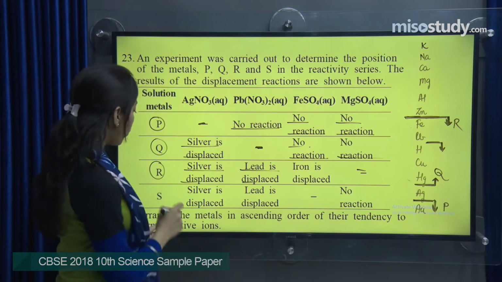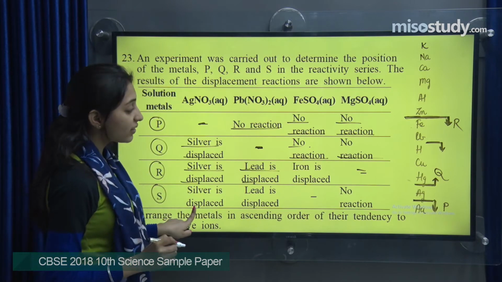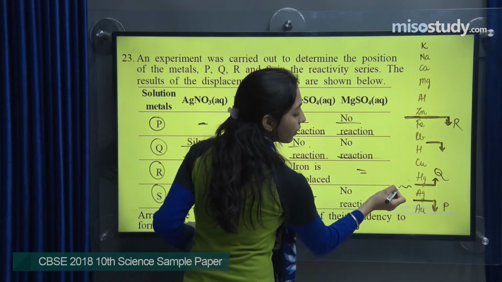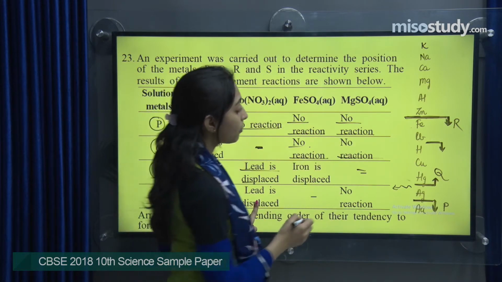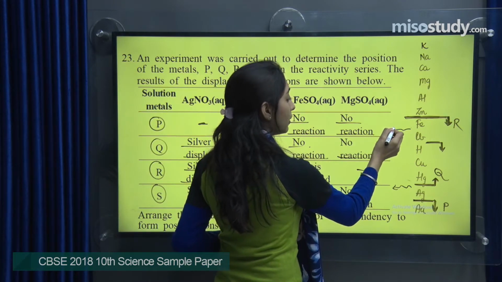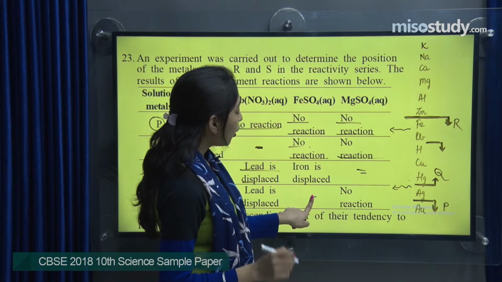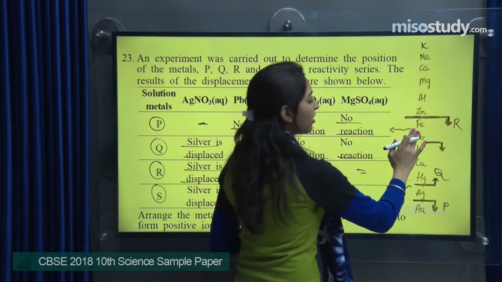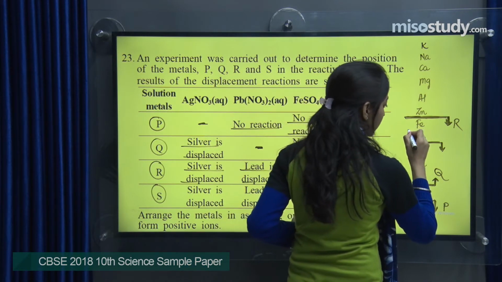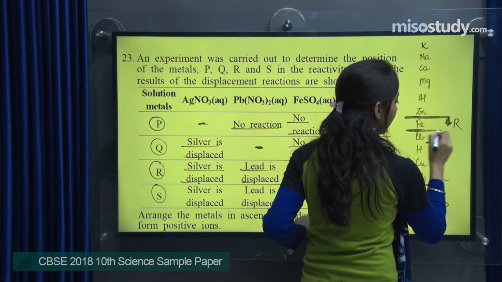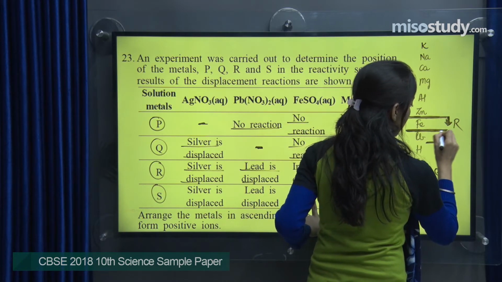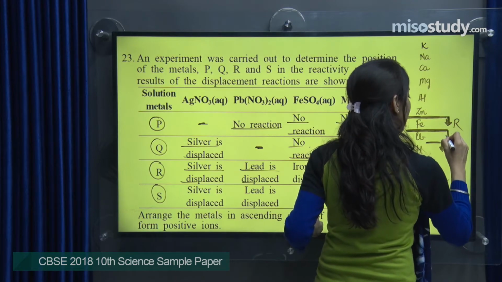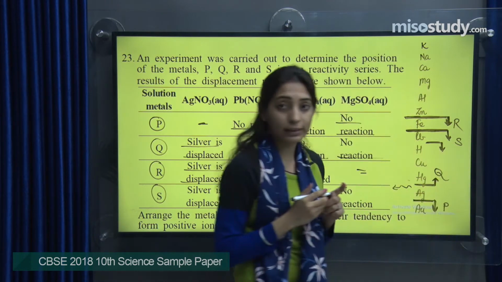Okay, now moving on to S. Silver is displaced. Okay, so somewhere here. Lead is displaced, so somewhere here. And then he is saying no reaction with Fe, so it must be somewhere between this and this because it could not displace iron. So since it could not displace iron, S must be somewhere here.